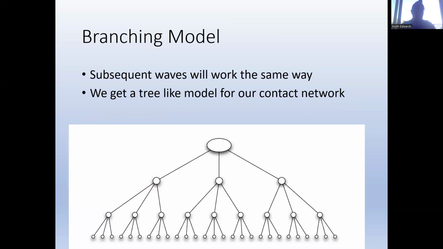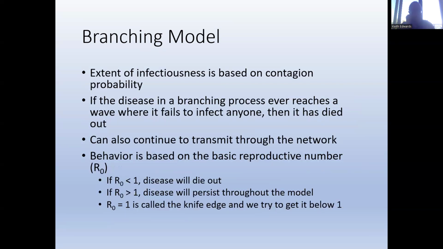Subsequent waves, third, fourth, fifth, etc., will work the same way, and we get a tree-like model for our contact tracing network. And in fact, people will often look at the earliest common ancestor, like when we were looking at our family trees, as a way to find that patient zero. Even though they may not be the first person who had the disease, they'll trace that back to the patient zero. The extent of infectiousness is based upon the contagion probability, that P.